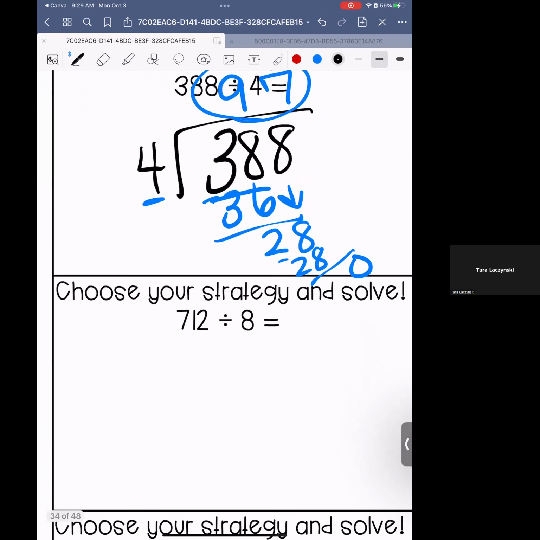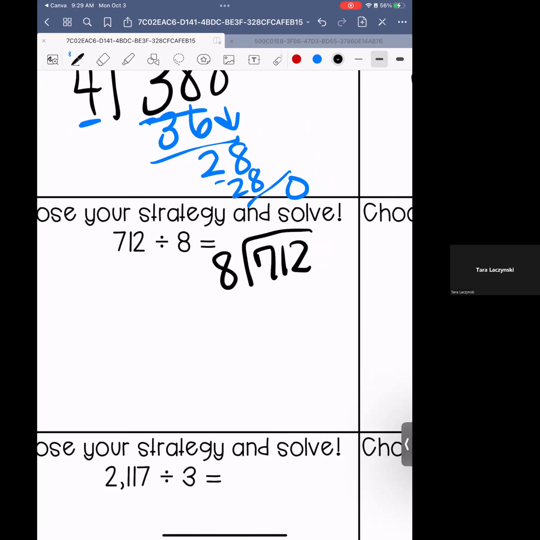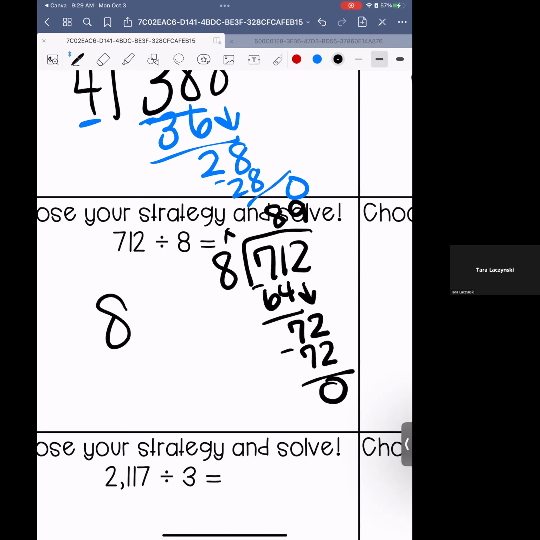All right, sweet faces. 712 divided by 8. 8 does not go into 7, but it does go into 71 8 times. 8 times 8 is 64. 71 take away 64 is 7. Bring down my 2. 8 goes into 72 9 times. 9 times 8 is 72. I subtract and have nothing left. My answer is 89.